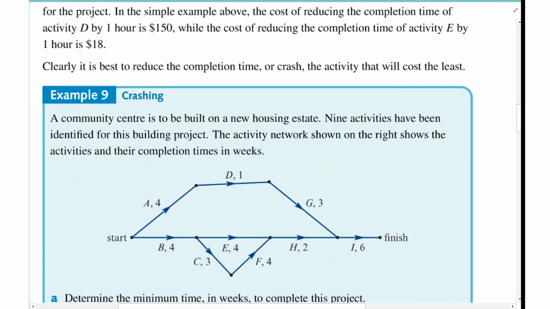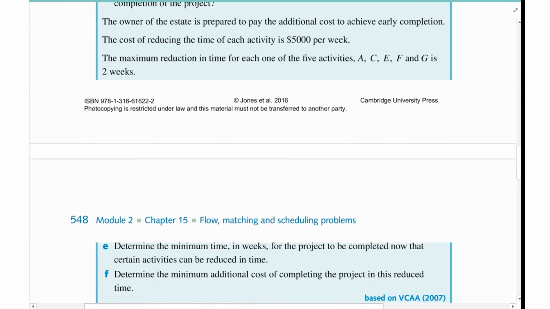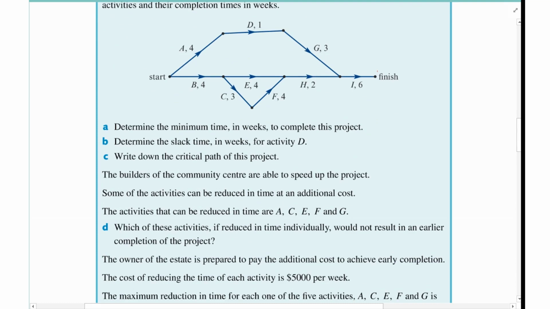It can get harder though, so let's have a look at this example here. I did keep the solutions here because I'm not going to do all the determination part, as that's just going to take too long. But basically here, a community centre is to be built on a new housing estate. 9 activities have been identified in the project. This is the activity network shown and the resulting weeks for each section. The first 3 parts were: find the minimum time in weeks to complete it, so get our finish time over here; determine the slack time for activity D; and write down the critical path of the project. I'm going to go to results for that because that's in a separate video. We don't need to do that in this particular video.